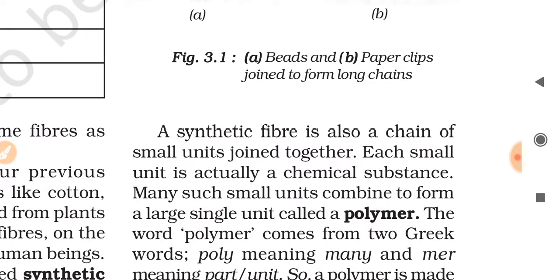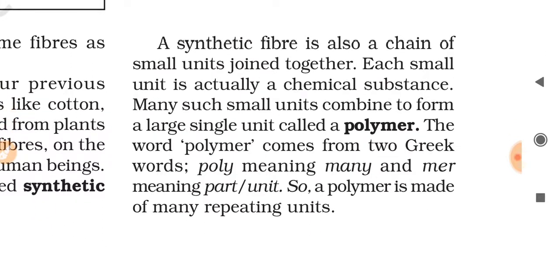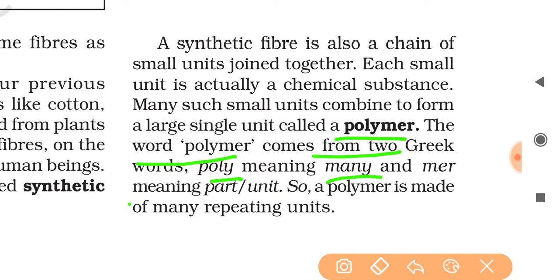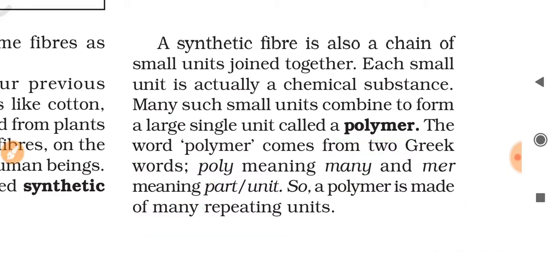Each small unit is actually a chemical substance from which these synthetic fibers are made. Many such small units combine to form a large single unit called a polymer, which is made from monomers. From monomers, or single units, these polymers are formed. The word polymer comes from two Greek words, poly meaning many and mer meaning part or unit. So a polymer is made of many repeating units.